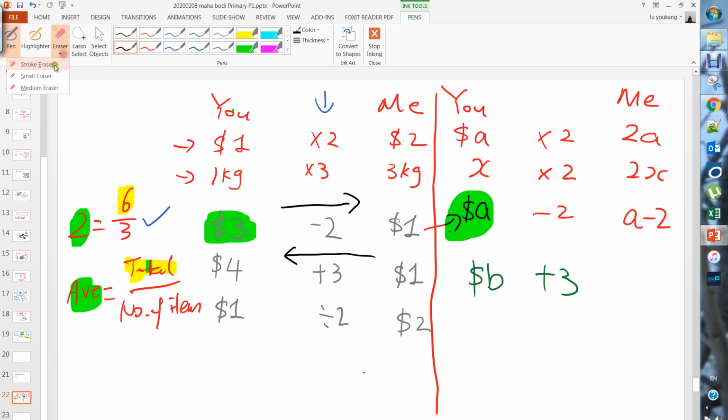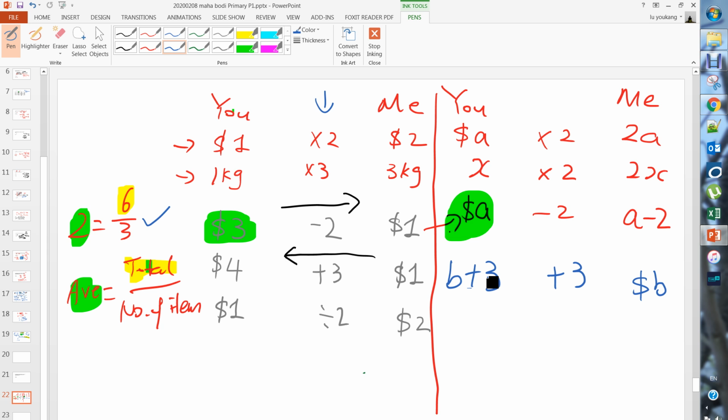So now I cannot start from here. I need to start from me, because you see the arrow here is left to right, and here is right to left. So I need to start from this. So in this case, let's say me is $B, and you have $3 more than me. So what is you? I have $B plus 3. Why B plus 3? Because I have 3 more. You have 3 more than this one, that's why you add to the B.